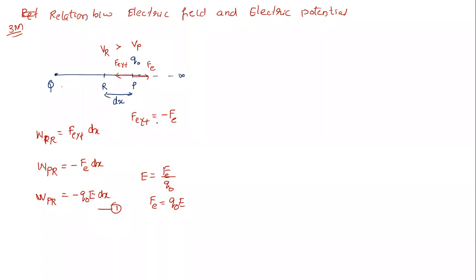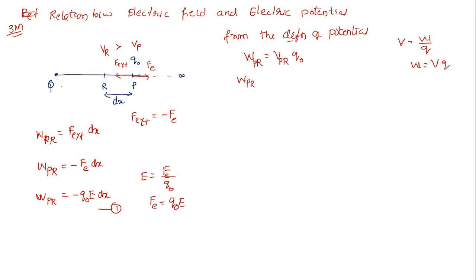Now we go from the definition of potential. The work done to move a charge from P to R is given by the potential difference multiplied by the charge we are moving. Because we know V is equal to work done per unit positive charge, work done is equal to V into Q. So W_PR, the work done to move a charge from P to R, equals (Vr minus Vp) multiplied by Q naught.